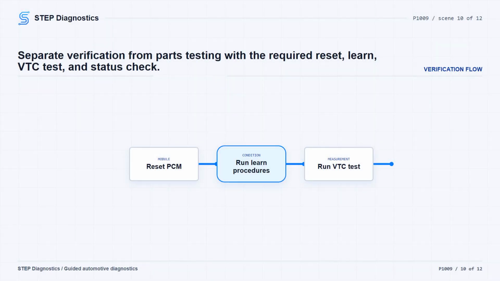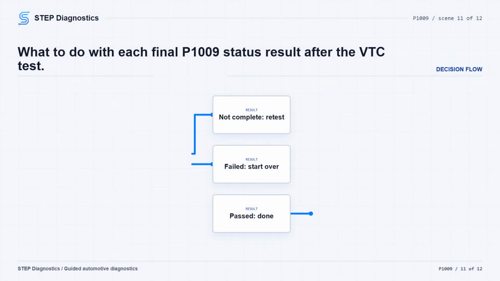Turn the ignition switch to ON (II) or select ON mode with the start/stop button. Reset the PCM with the HDS. Do the CKP pattern clear, the PCM idle learn, and the CKP pattern learn. Then run the HDS VTC test and monitor the OBD status for P1009. If the status shows passed, troubleshooting is complete.